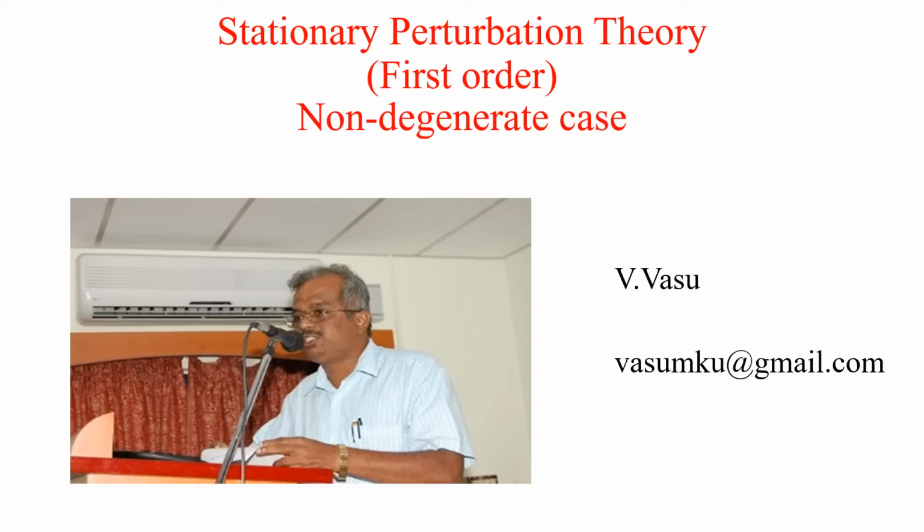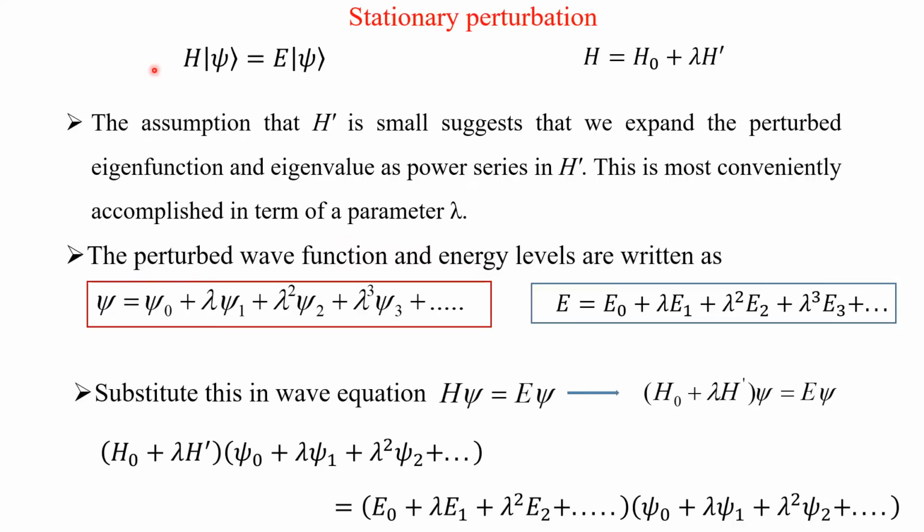We will see in detail about the stationary perturbation theory, that is time-independent perturbation, particularly the first-order perturbation for the non-degenerate case. The eigenvalue equation is H|psi> = E|psi>, where H is the Hamiltonian and E is the eigenvalue. The Hamiltonian can be separated into two parts. One is the unperturbed Hamiltonian H naught. The other one is the perturbed Hamiltonian H prime with the scaling factor lambda.